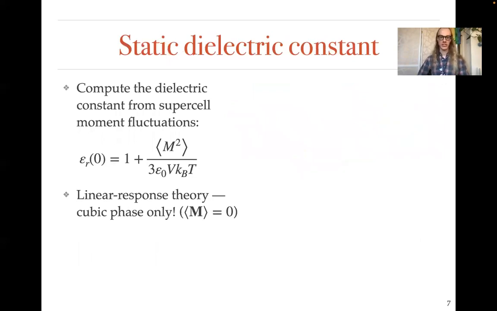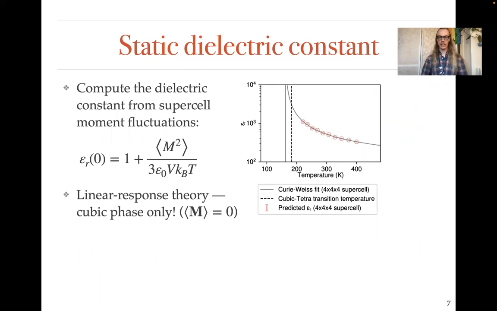Well, we didn't derive it, but it's fairly well known actually. It only works in the cubic phase, but all we need is the supercell dipole over the course of an MD trajectory, right? And so we just calculate the fluctuations of the magnitude of the supercell dipole, and we can calculate the dielectric constant.